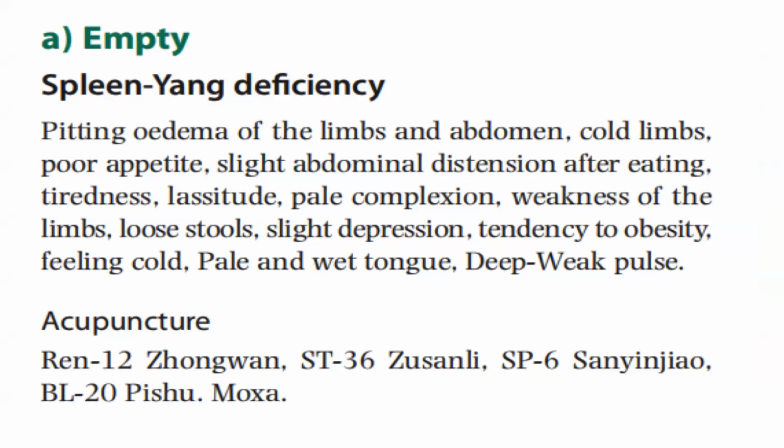Pitting edema of the limbs and abdomen. This will show pitting edema of the limbs and abdomen, cold limbs, poor appetite, slight abdominal distension after eating, tiredness, lassitude, pale complexion, weakness of the limbs, loose stools, slight depression, tendency to obesity, and feeling cold. There is a pale and wet tongue and a deep, weak pulse. Treating with acupuncture, we could use REN 12, stomach 36, spleen 6, bladder 20, and we could also use moxa.